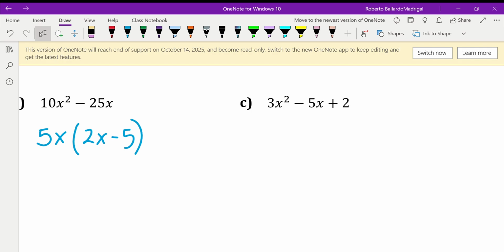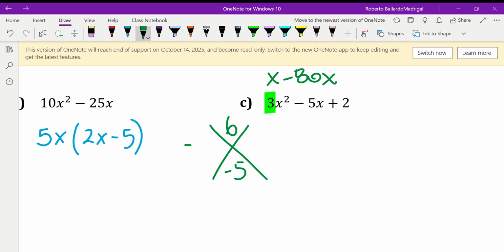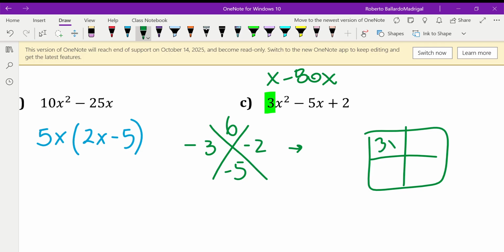Now, for this problem, since we do have a leading coefficient, in this case greater than 1, we will have to do Xbox factoring, so the x and the box together. It's called factoring by grouping. That's the official name for that. So we have 6 on top, negative 5 on the bottom. That'll be negative 3 and negative 2. You make your box at that point with 3x squared and 2, negative 3x and negative 2x. So we'll take a 3x from here, and we'll take a negative 2 from there.